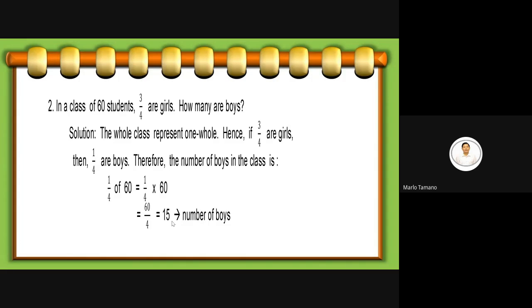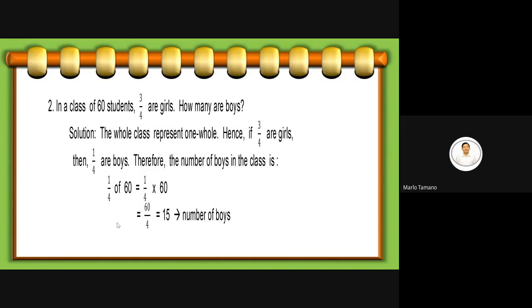Naintindihan? Okay, tignan natin yung solution na ginawa. The whole class represents one whole. Hence, if 3/4 are girls, then 1/4 are boys. Therefore, the number of boys in the class is 1/4 of 60. 1/4 times 60. 1 times 60 is 60 divided by 4. That is 15. 15 is the number of boys.